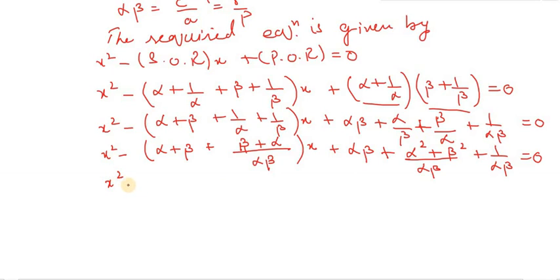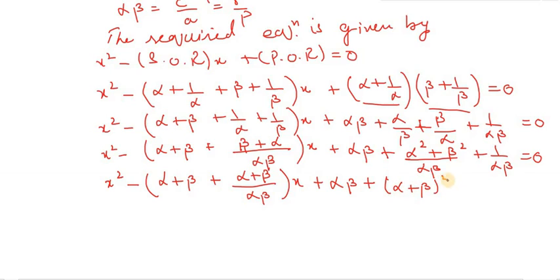x square minus alpha plus beta plus alpha plus beta upon alpha beta of x plus alpha beta plus, here we use the formula of alpha plus beta whole square. We know that alpha plus beta whole square is equal to alpha square plus beta square plus 2 alpha beta. So the value of alpha square plus beta square we can write from this formula, alpha plus beta whole square minus twice of alpha beta upon alpha beta plus 1 upon alpha beta is equal to 0.